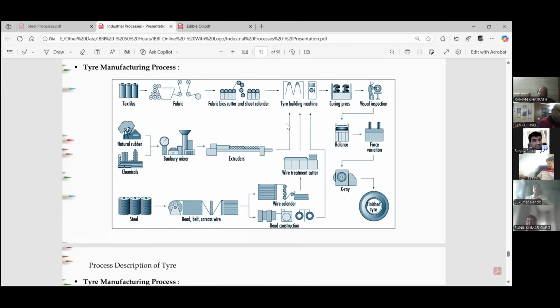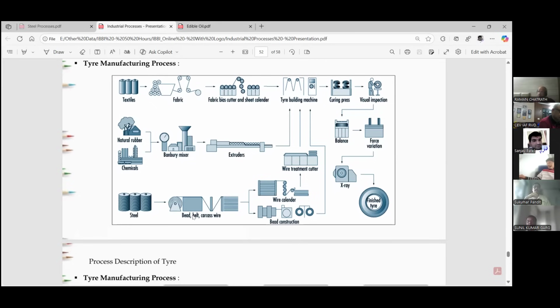Tire has three components: rubber, thread and wire. So your wire goes through the cross section wires, through the wire calendar, and through the braid construction, and is put down to the tire building machine. Same, the textile or thread or fabrics goes to the bias cutter and calendar machines. Here, seat calendar or say wire calendar.